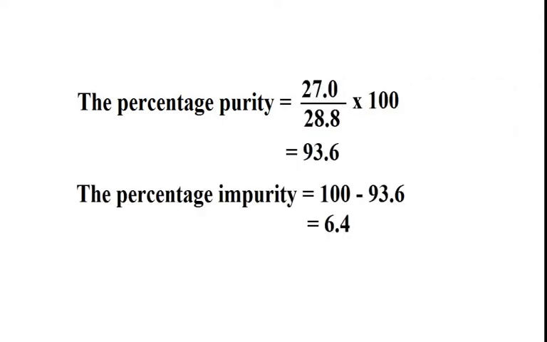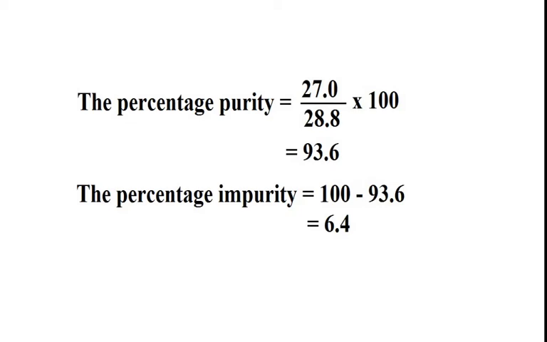So the 27, like I told you, your answer is 26.9. But for the value I use, I have 27.0. So you will have 27.0 over 28.8 multiplied by 100. So when you do that, your answer will be 93.6. So that is your percentage purity, 93.6%. So that will be your answer.